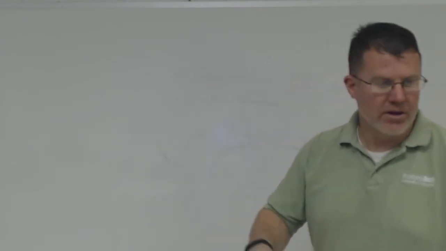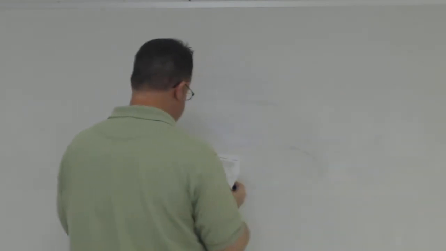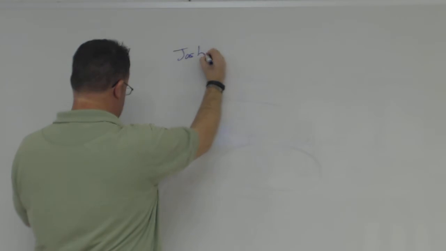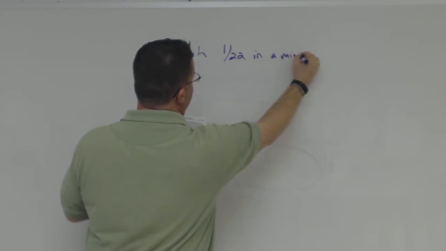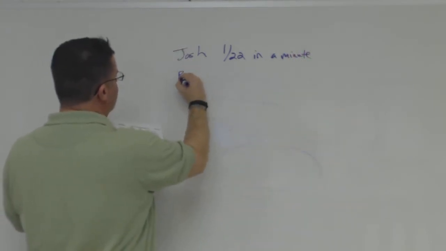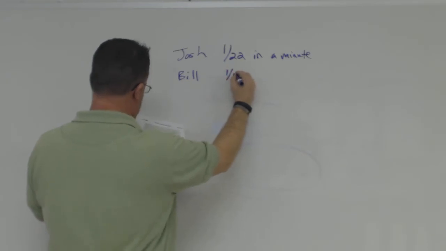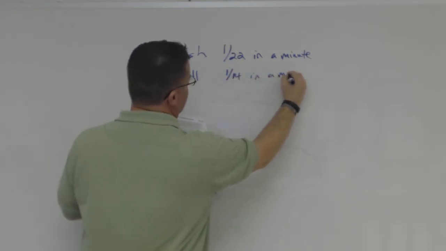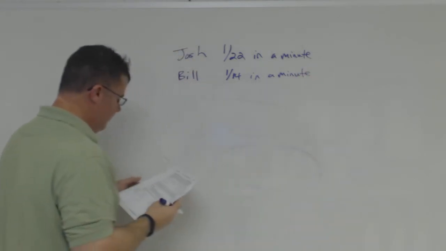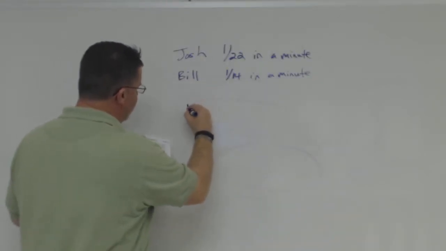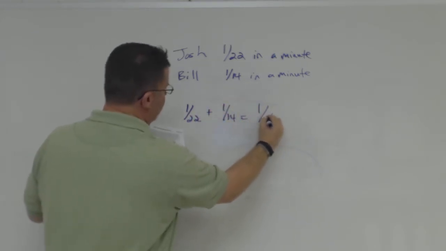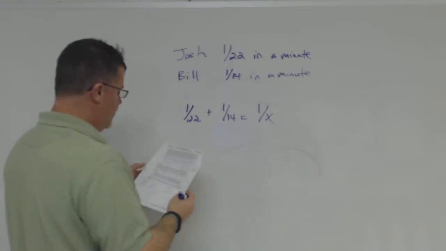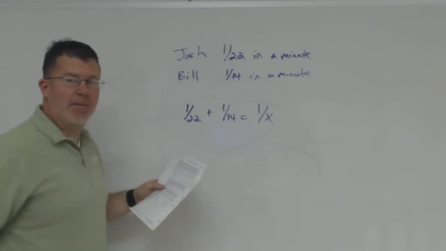All right. And of course, I'm going to show more math than you guys probably did. I didn't use a calculator. Josh takes 1/22nd in a minute. Bill, 1/14th in a minute. I'm just writing down the information that the problem gives me. And so if we're going to combine the two, 1/22nd plus 1/14th, I'm trying to find x. So we need to get a common denominator.